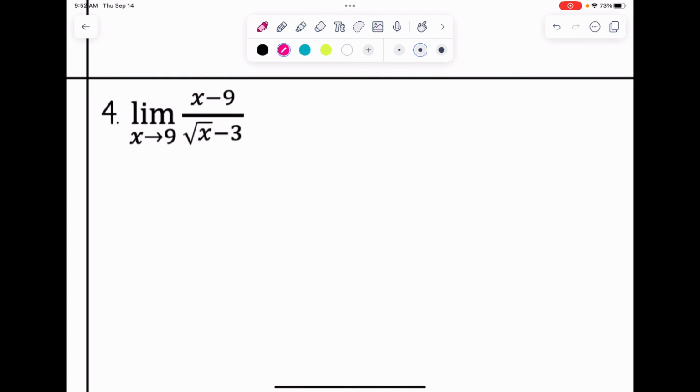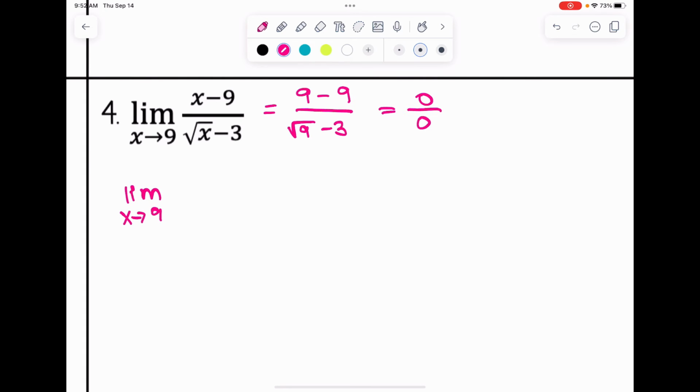Number 4, the limit as x approaches 9 of x minus 9 over radical x minus 3. This looks similar to the question we saw on the first page. We'll start with our direct substitution, of course, and we will get 0 over 0 indeterminate. So we are going to rewrite this using some algebraic manipulation. And the method we're going to use here is by multiplying both the numerator and the denominator by the conjugate of the denominator.